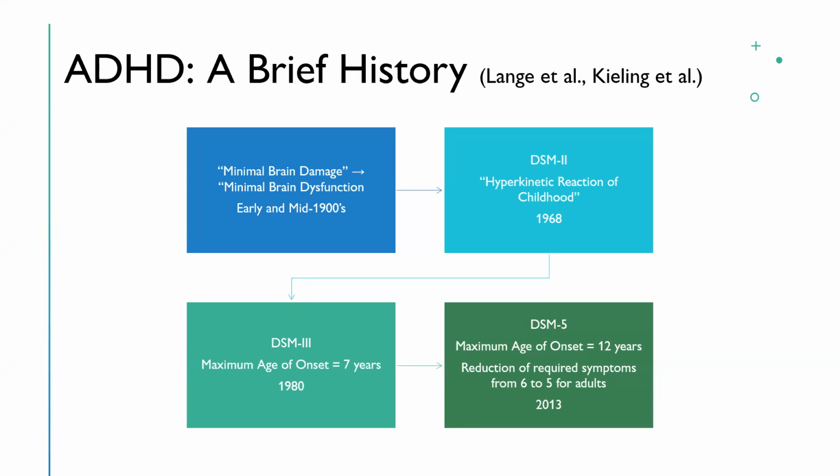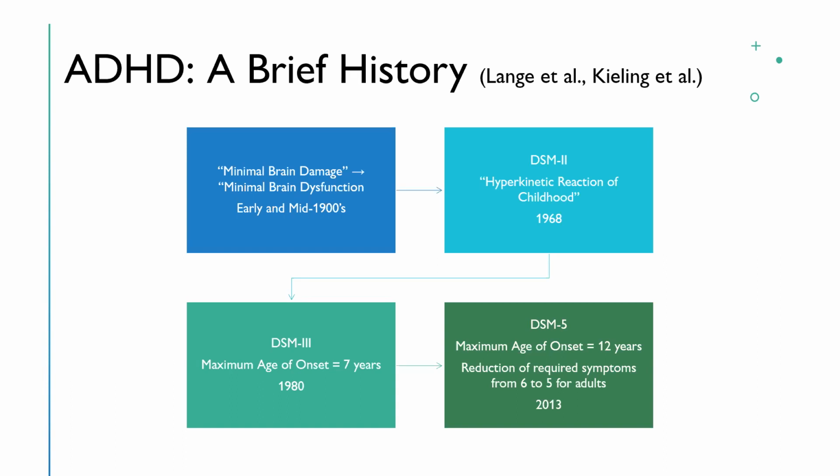DSM-5 in 2013 raised it to 12 years. And that was based on some work that suggests that you could raise that maximum age of onset, and doing so would reduce the number of false negatives when you're making a diagnosis. So people who actually had the disorder would not be diagnosed as not having it, without increasing the number of false positives too dramatically. So they settled on age 12 for that.